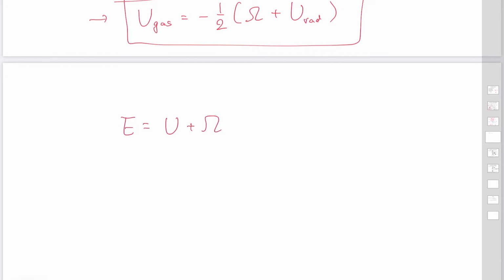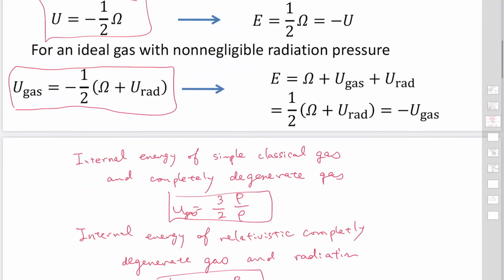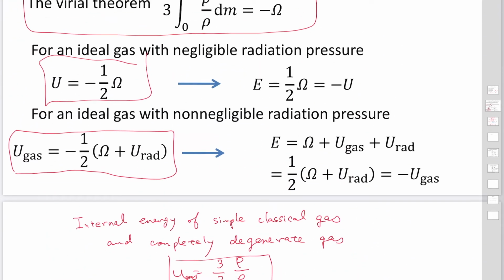So for the ideal gas, E equals U plus omega. Then you can substitute this here, and it becomes one over two omega, or it becomes minus U. Okay, minus U, where U is the internal energy of the gas.